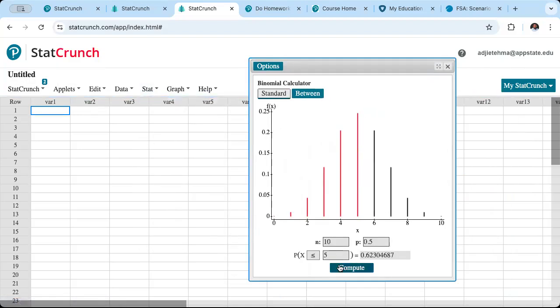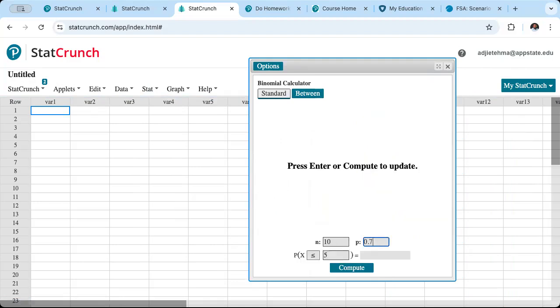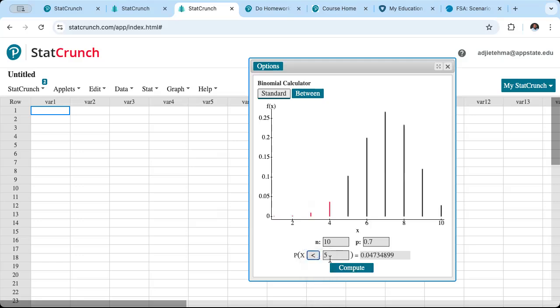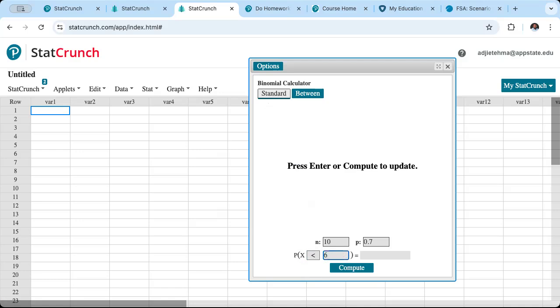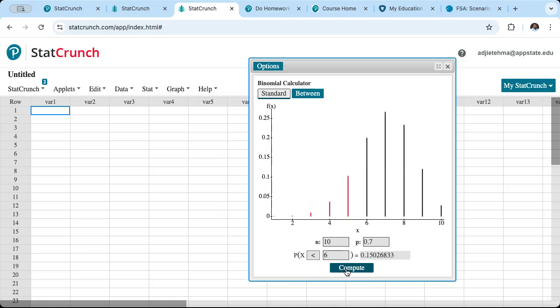All you have to do is what? What is N? The N is 10. Is that okay? What is our P? 0.7. We are looking for what? You have to change it. Look at this. We are looking for X less than, not less than or equal to. Is that okay? Fewer than 6 shots. We change this to be 6. Is that okay? And then we just hit compute and it does that for us. So that is the what? The probability.